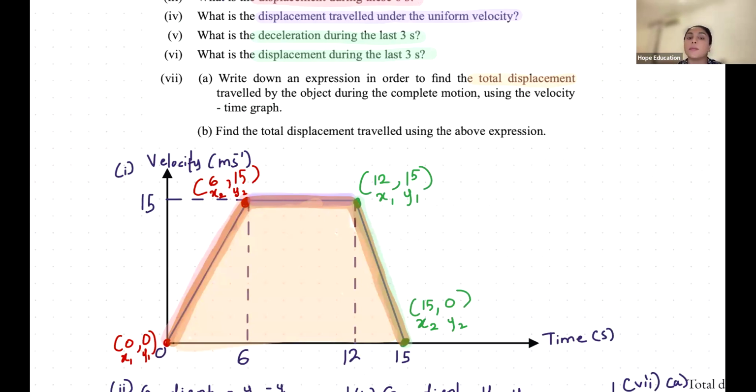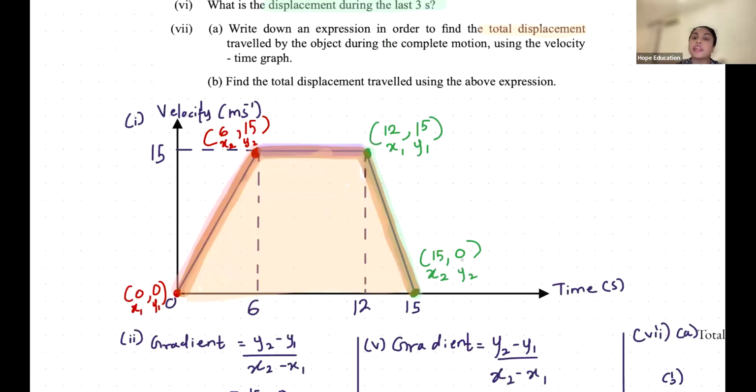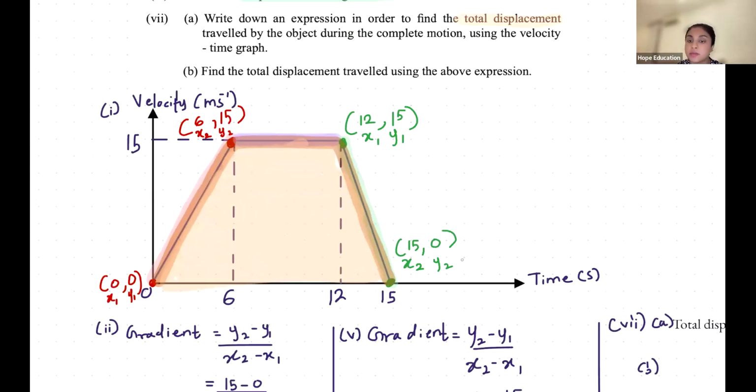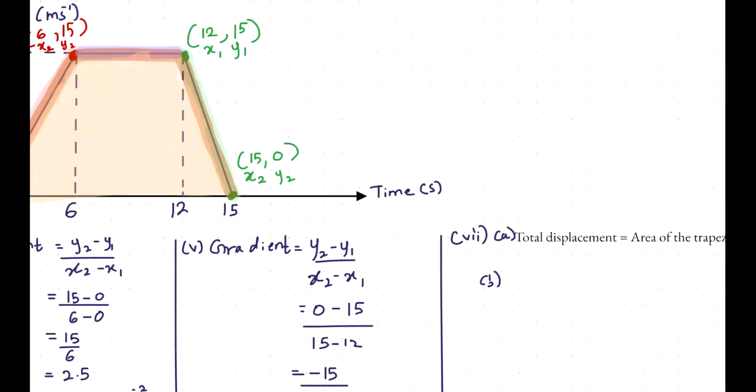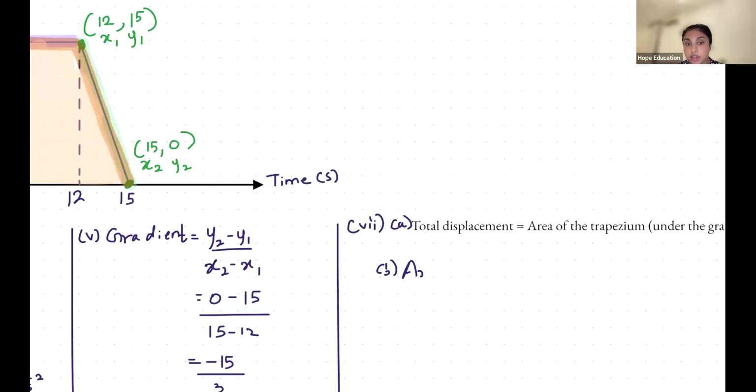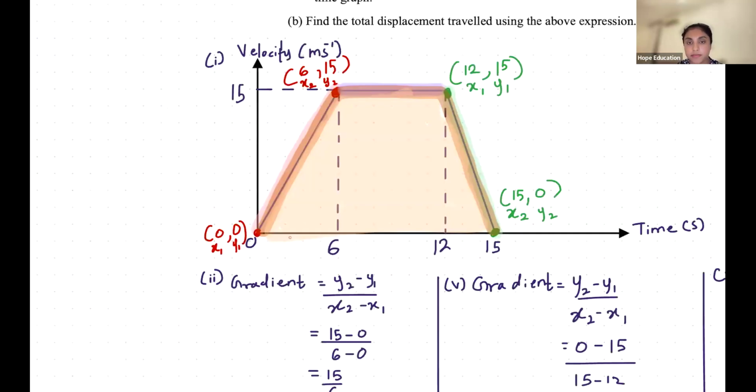So how do we find the area of a trapezium? You know we have to get the area of the trapezium in order to get the displacement, no? So how do we get the area of a trapezium? Half into sum of two parallel lines into height. Yes, very good. Half into sum of the two parallel lines. This is one parallel line, and this is the other parallel line. So if you take this parallel line, what is the length of this parallel line, Namai?